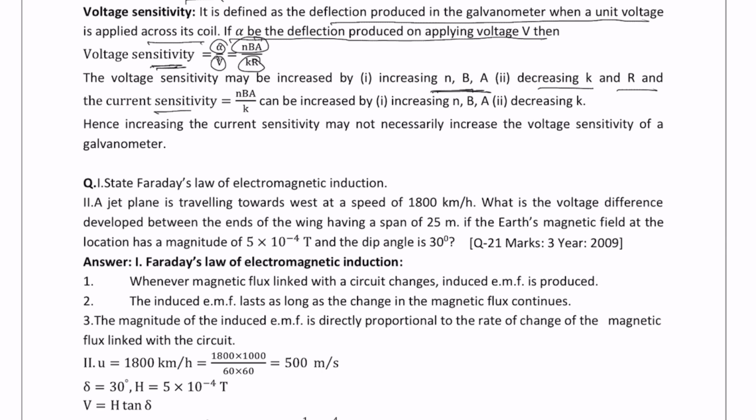Now, in the case of current sensitivity, if we want to increase it, NBA can be increased, or K decreased. So hence, increasing current sensitivity may not necessarily increase the voltage sensitivity of a galvanometer, correct? Because see here, in the case of current sensitivity, there is nothing called R. So these two are different things. One is sensitive towards current, the other is sensitive towards voltage.